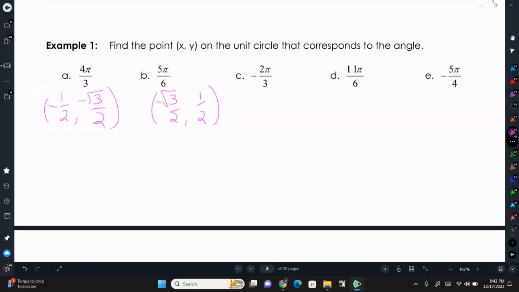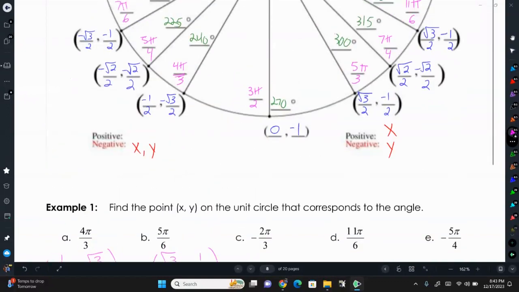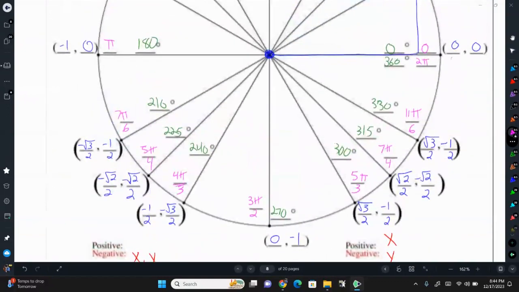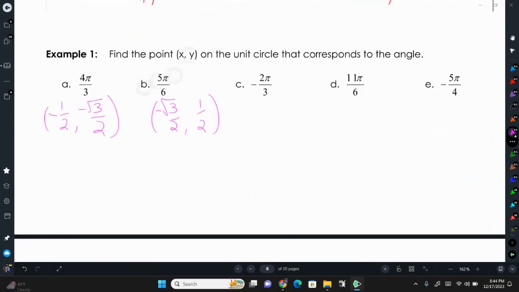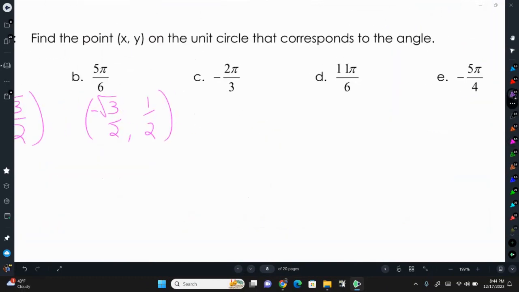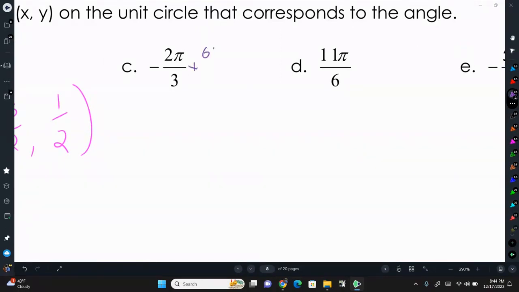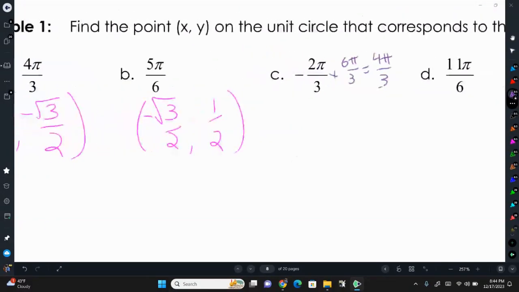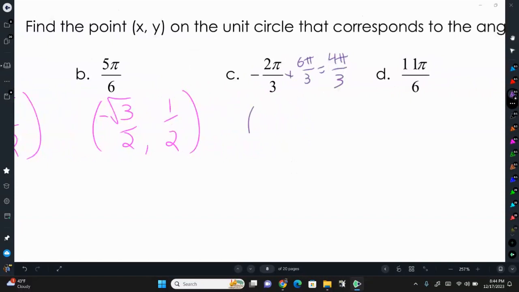Oh, negative angles. Negative 2 pi over 3. So you could go 2 pi over 3 in this direction, or apply coterminal angles. If you apply coterminal angles, what you would get is you would add 2 pi, which is 6 pi over 3. And now this is one that is on our circle that we know much better, is the same as letter A. So then negative 1/2, comma, square root of 3 over 2.